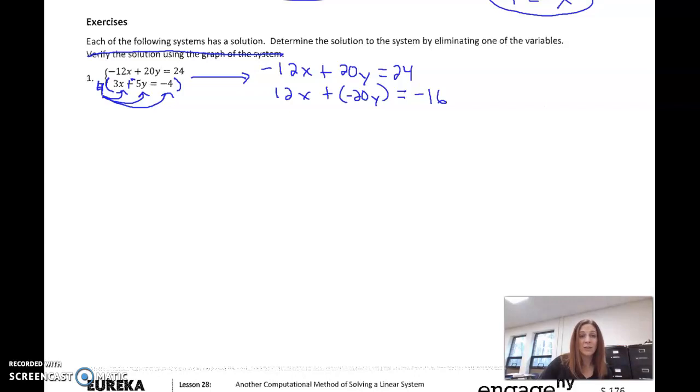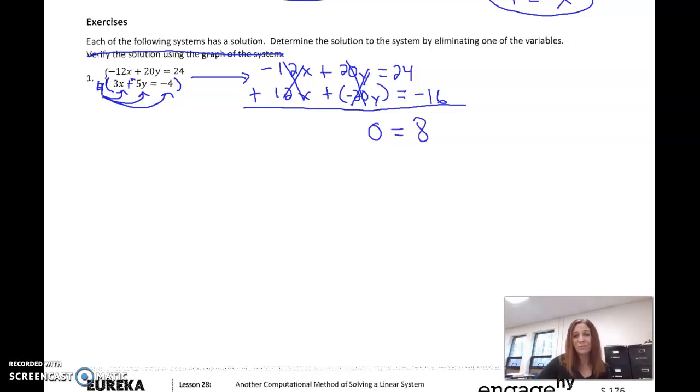So now, add them together. That's what elimination is. That's why it's sometimes called linear combination, because we're combining them to get something to be eliminated. Negative 12x's and a positive 12x's give me 0. Positive 20y's and negative 20y's give me 0. So everything here on the left gives me 0. That's okay. We just have to see what happens on the other side. 24 plus a negative 16, or 24 minus 16, is 8.